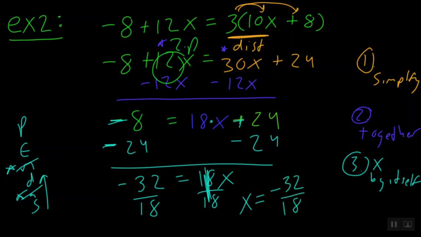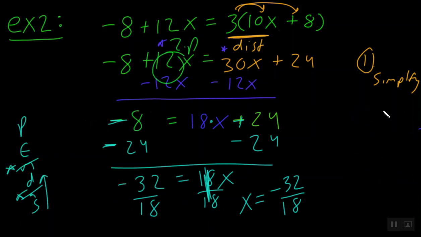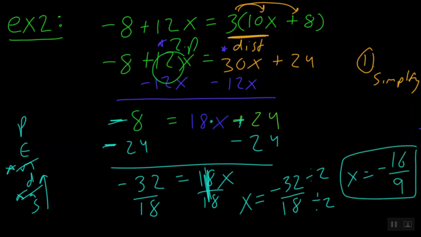Now the last thing we want to ask ourselves, remember guys, this is a long, crazy problem. Can we reduce? Can we reduce? And the answer is yes. It looks like the biggest number that goes into both of these is just 2, I think. So let's divide both of these by 2. And we're going to get x is equal to negative 32 divided by 2 is negative 16 over 18 divided by 2 is 9. And you can't reduce that any further.